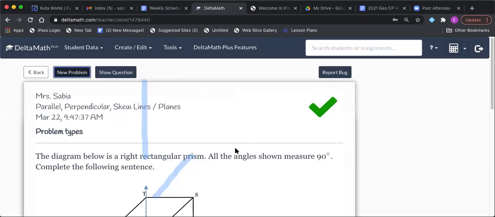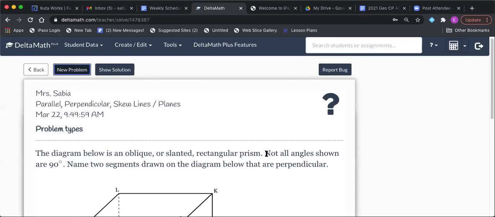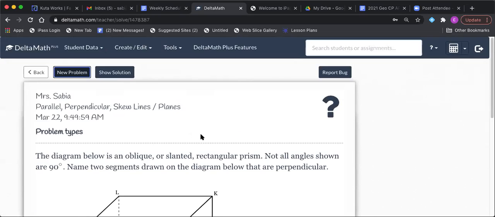Good. Okay, let's see if we can get another one that asks about planes. That's perpendicular.